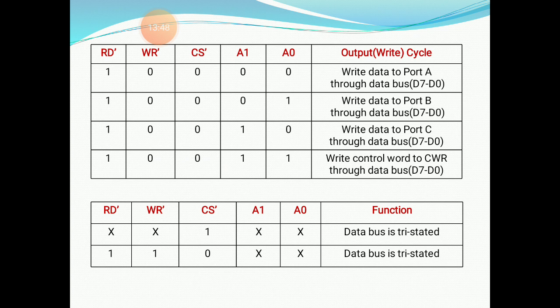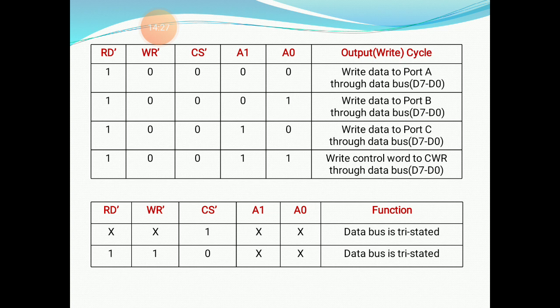In this operation, the write bar signal becomes 0 and the read bar signal is 1. Depending upon CS bar, A1, A0, the processor selects port A, port B, port C or the control word register. When write bar is 0, CS bar 0, A1 0, A0 0, the processor selects port A and writes data to port A through the data bus. Write bar 0, CS bar 0, A1 0, A0 1: the processor selects port B and writes data to port B through the data bus.